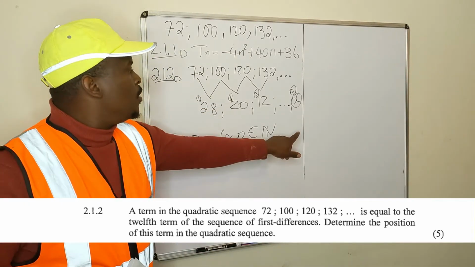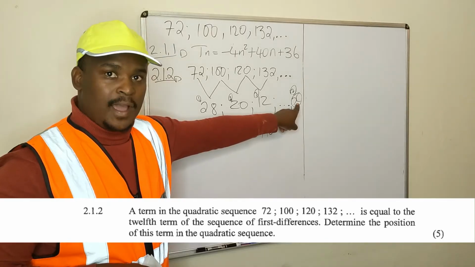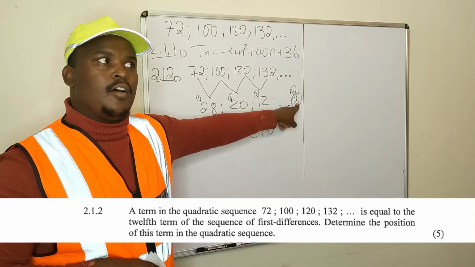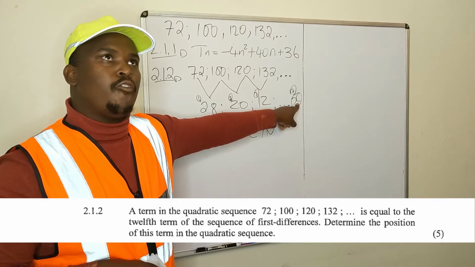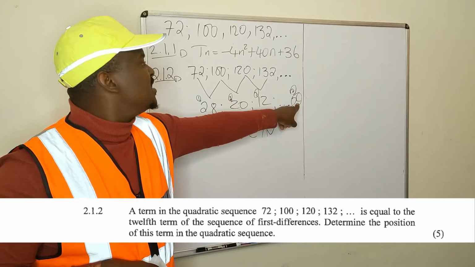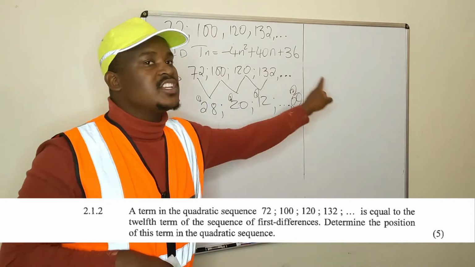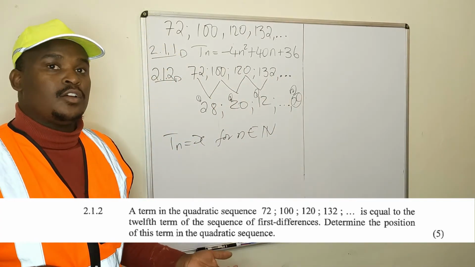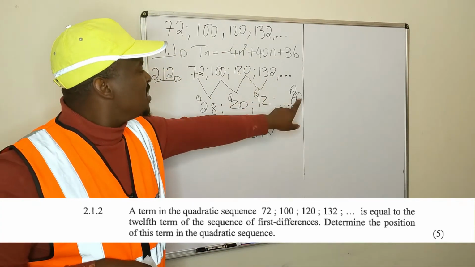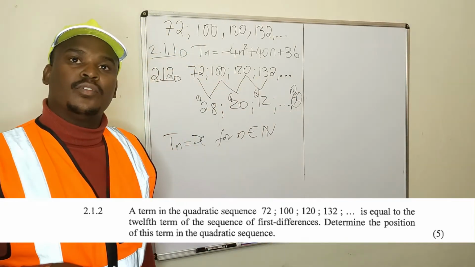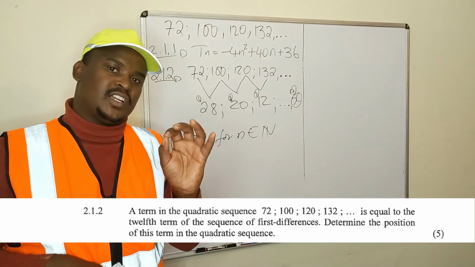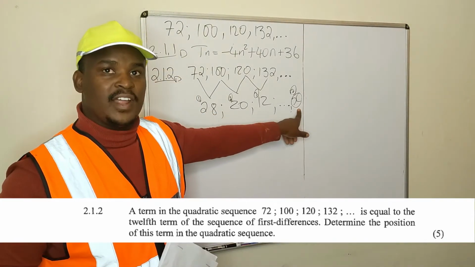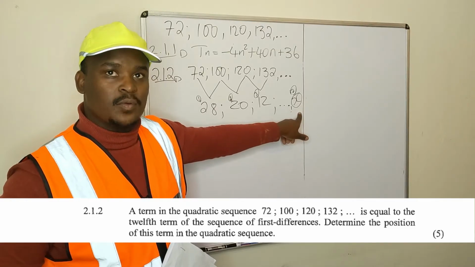So what they're saying is, find the value of that 12th term, and they're telling you that the 12th term of the sequence formed by the first difference is equal to some term on the original quadratic sequence that we were given. So they are saying go and locate this term on the quadratic sequence and see its position. That's what they are telling you. So now, the first thing to do is to find the value of that x. What is the value of the 12th term of this sequence?